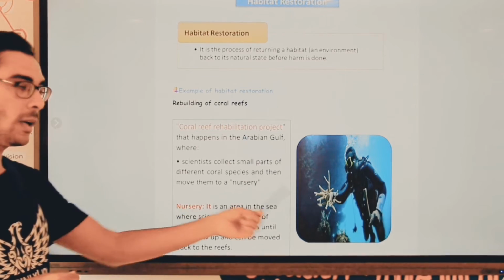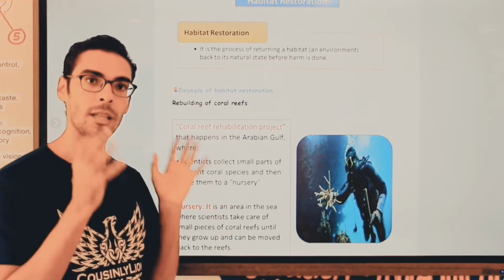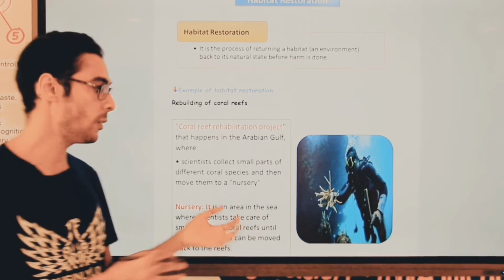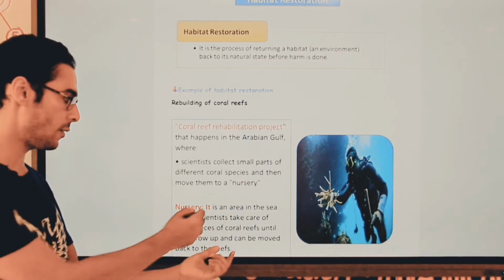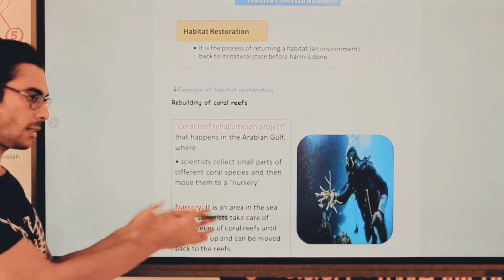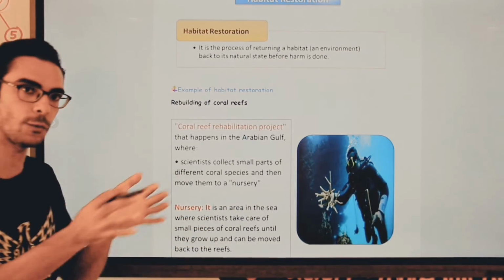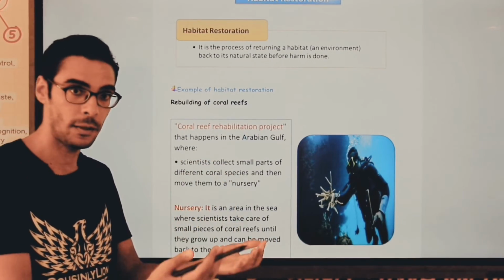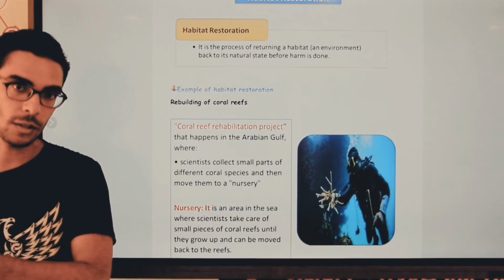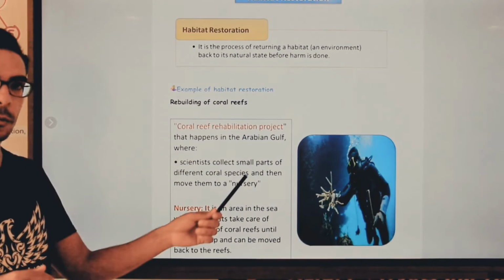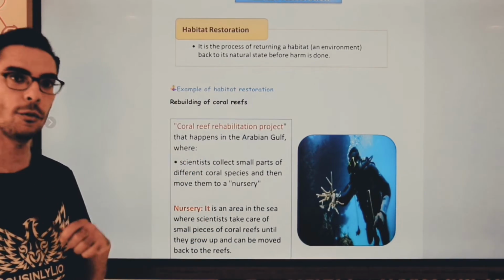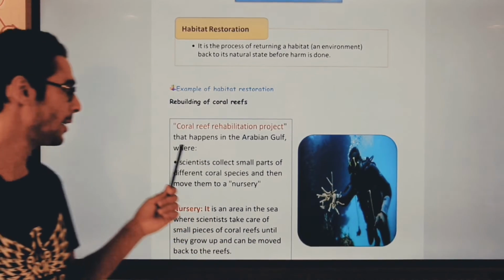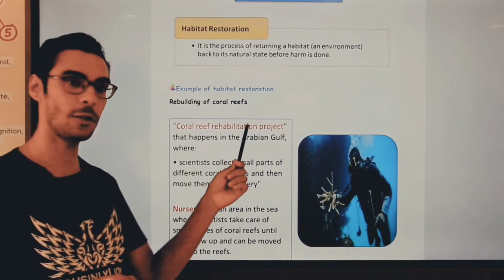The nursery is a place in the ocean where the conditions suitable for coral reefs exist. So the nursery refers to an area of the sea where the scientists take care of small or young coral reefs until they grow up. When they grow up, they take them back to their original environment one more time, which means habitat restoration for the marine ecosystem there. The second concept that you have to care about here is the Coral Reef Rehabilitation Project.